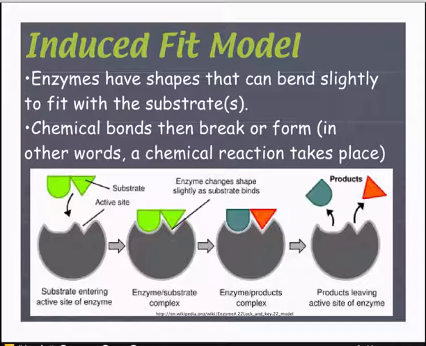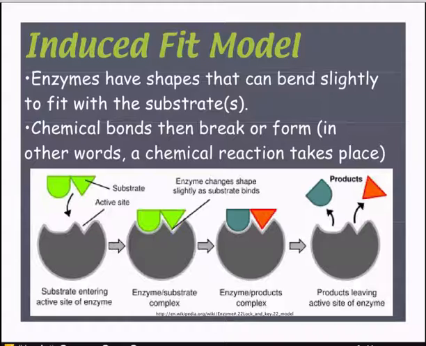Okay, so how exactly are these enzymes speeding up these reactions? Well, scientists have a model that's called the induced fit model, and this is what it says. It says that enzymes have shapes, kind of like puzzle pieces, but these puzzle pieces can bend slightly to fit with whatever molecules they're supposed to react with. Those molecules are called substrates. When they fit together like puzzle pieces, the chemical bonds in the substrates either break or form. That's a chemical reaction.